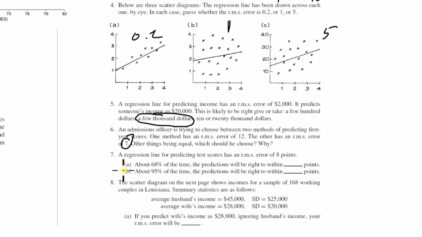A regression line for predicting test scores has an RMS error of 8 points. About 68% of the time, the predictions will be right to within. So if it's this football-shaped scatter plot, then 68% of the points you could think about is going to be within 1 RMS, about 95% within 2. It's just like a standard deviation.